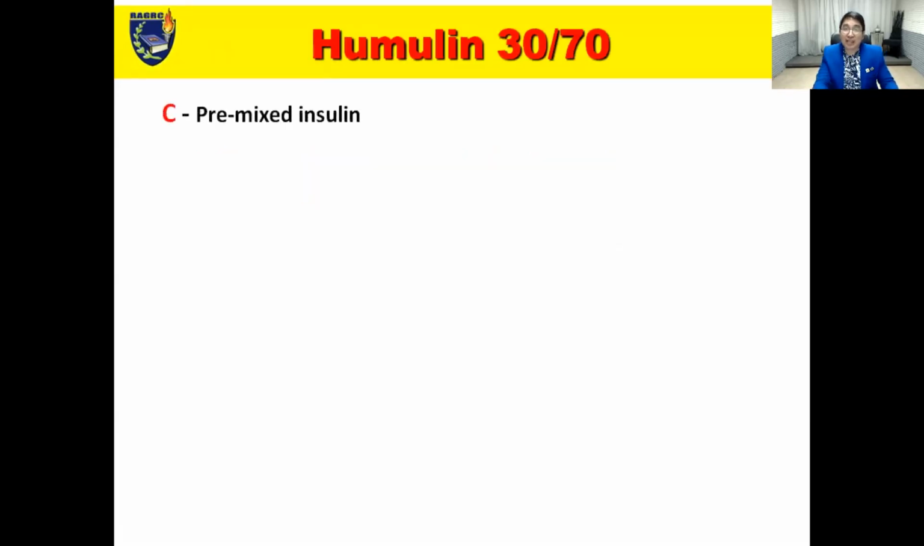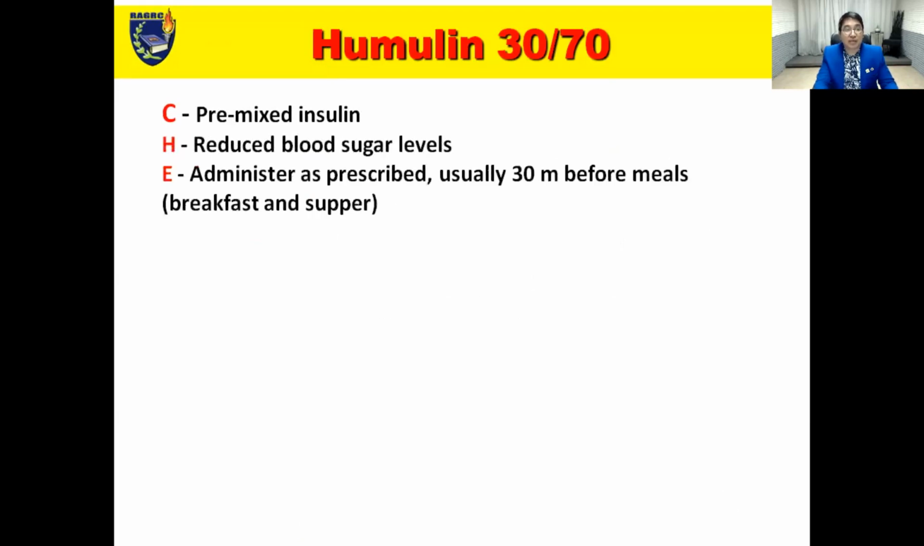So let me highlight for you Humulin 70/30. It's classified as premixed insulin. It's effective when you have reduced blood sugar levels. And exactly what time do you have to give it? Administer as prescribed, usually 30 minutes before meals, breakfast or supper. Some would say 15 minutes before, 15 to 30 minutes is appropriate.